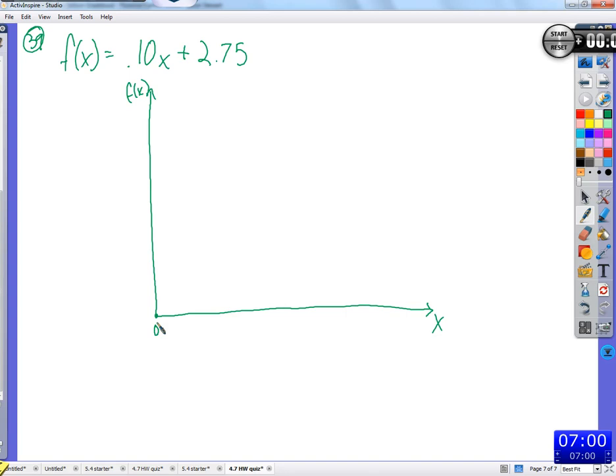Specifically, 0 means then what year? 1980. 0 years since 1980 would be 1980. So x equals 1, what would that mean? 1981. 1 year since 1980 would be 1981. How far should we go? 20. Why 20? Because it says between 1980 and 2000. So it goes to 2000. 2000 is 20 years since 1980.